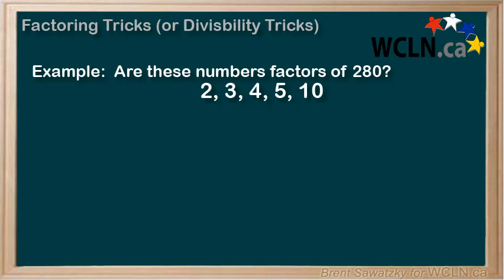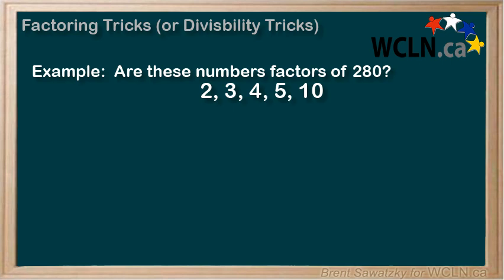To this point, good skills with our times tables were enough to quickly identify factors. When we're regularly factoring numbers larger than 100, we can benefit from some other tools. For example, we're asked whether the following numbers are factors of 280: 2, 3, 4, 5, and 10.